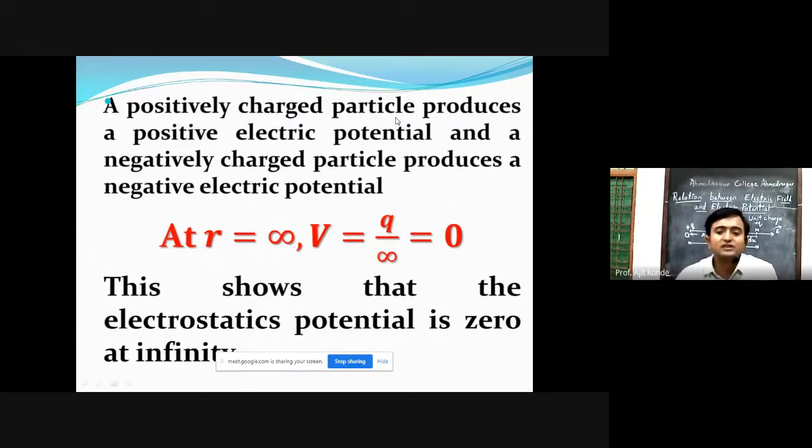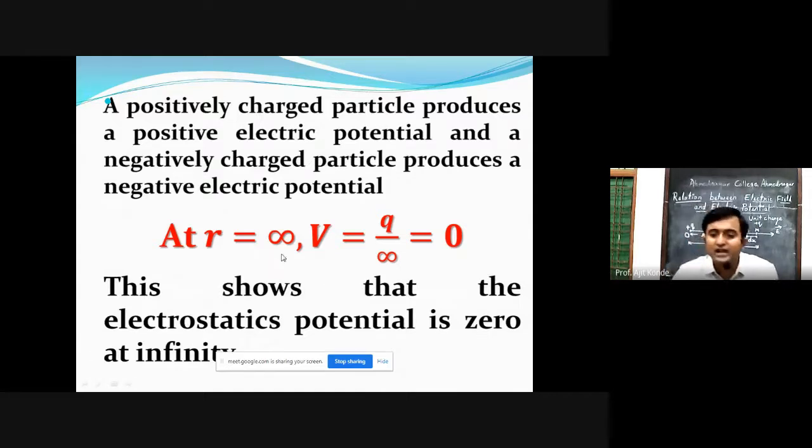A positively charged particle produces a positive electric potential and a negatively charged particle produces a negative electric potential. See over here, if we have a positive charge at point O, we have a positive Q charge. Instead of that, if we have a negative charge, Q charge, then electric potential will be negative. But remember that at point O, the charge can be positive or negative. But at point infinity, according to the definition, the charge should be unit positive charge.